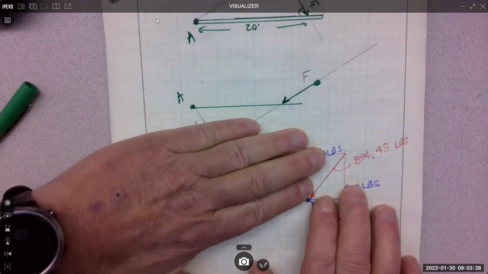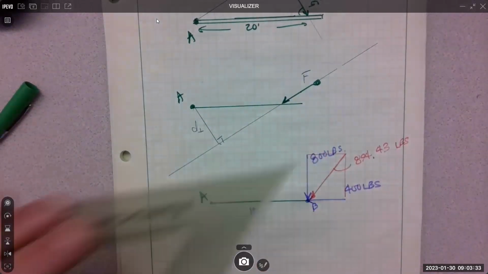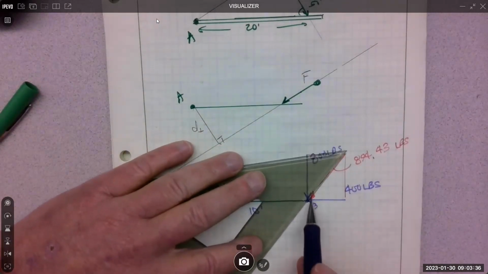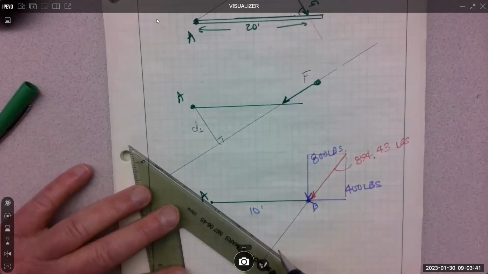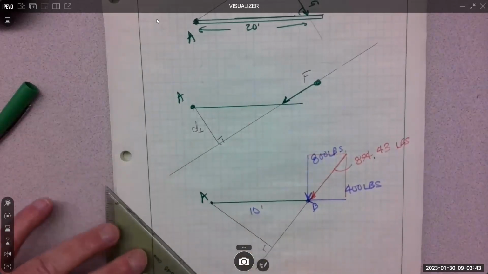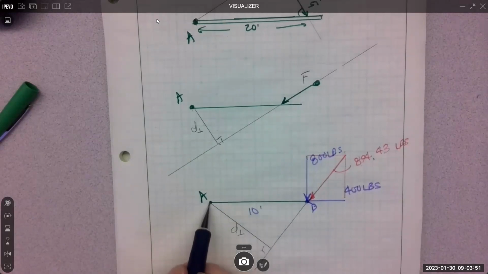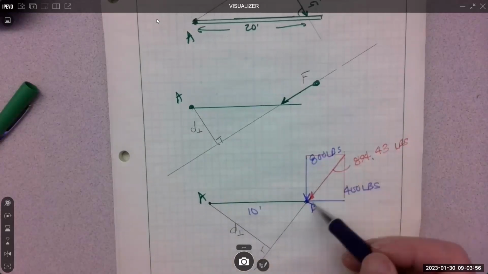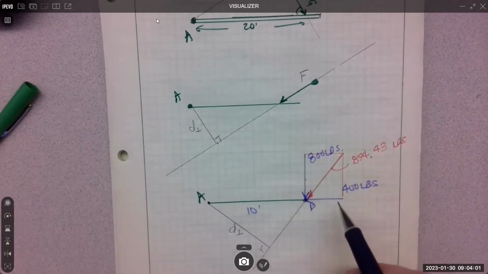And I wanted to know the moment. Well, we've been talking about, oh, I gotta extend this line of action. Find the perpendicular distance, which is right in here, right? That's how I could do it. 894 times this distance gives me the moment about point A. But the other way to do it is turn 894 into its components and find the moment of that and the moment of that. If you were to do it, exactly the same.